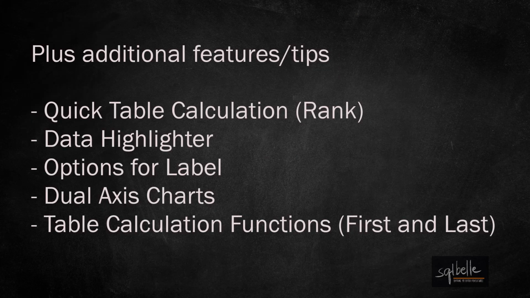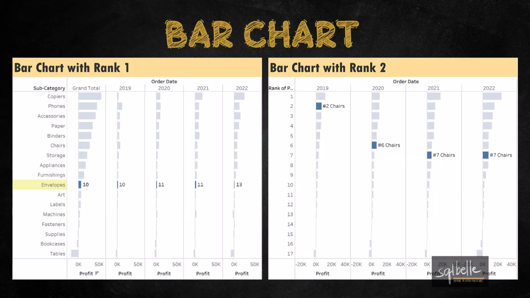We will also use a few Tableau features in this walkthrough, specifically quick table calculation for ranking, data highlighter, adjusting the options for labeling, using dual axis charts for sum, and additional table calculation functions for finding first and last points. Let's get started. Let's start with a simple bar chart.